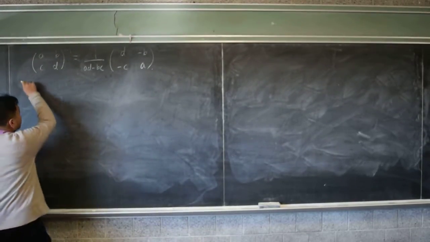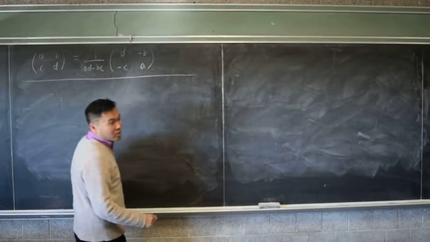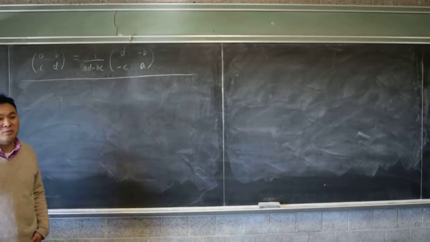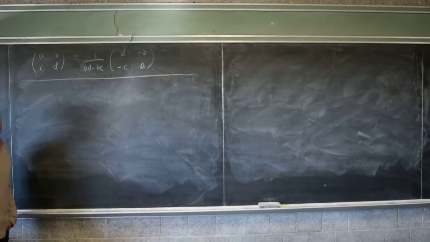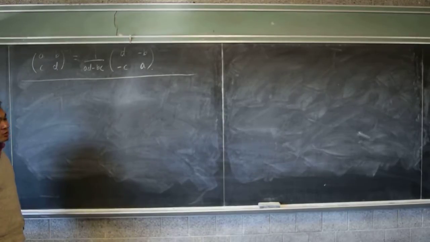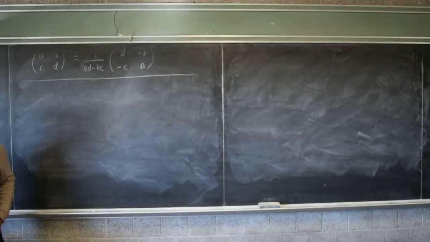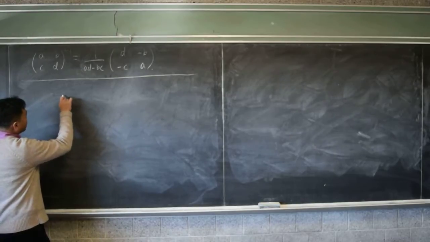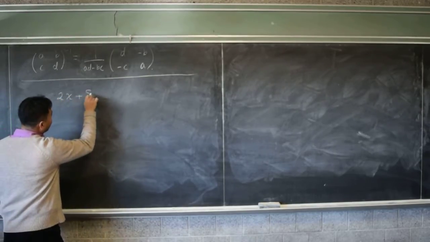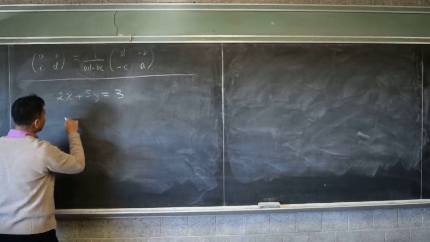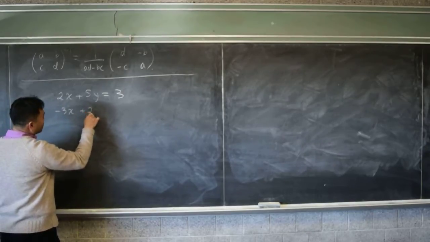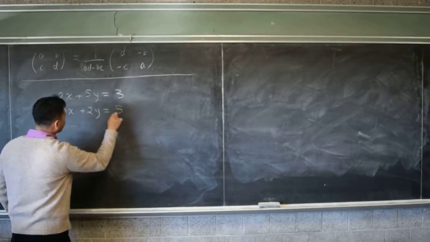All right. So let me try to demonstrate where these matrices are used. Matrices are used in many different places. You're going to see them in many contexts. But the simplest place where you can use matrices is when you solve a system of equations. So let's say you're trying to solve 2x plus 5y equals 3 and negative 3x plus 2y is equal to 5.